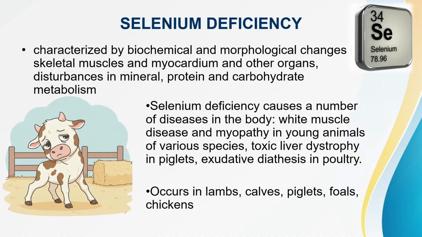Finally, the disease for today is selenium deficiency. It is characterized by biochemical and morphological changes in skeletal muscles, myocardium, and other organs, and disturbances in mineral, protein, and carbohydrate metabolism. Selenium deficiency causes a number of diseases in the body: white muscle disease and myopathy in young animals of various species, toxic liver dystrophy in piglets, and exudative diathesis in poultry.